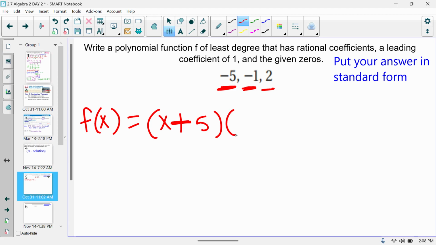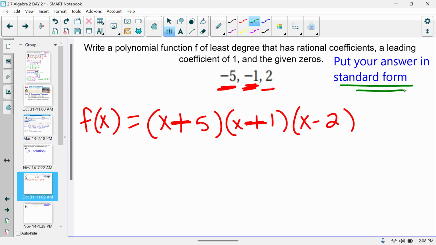So then again, if we want this to be a 0, we would write x minus -1, but again, we don't write minus and a negative. We just write plus, okay? And then x minus 2. So it's very easy to write it in factored form, but most of the time it's going to ask you to put your answer in standard form.